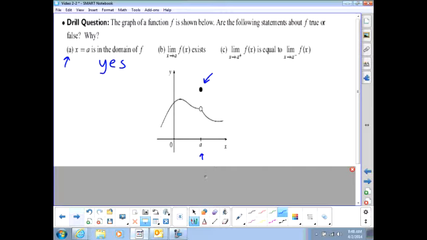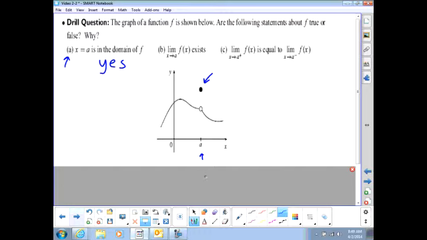Next, we want to know if the limit as x approaches a exists. Well, if you look ahead to part C, we want to know, are the right-hand limit and the left-hand limit equal? It might be useful to answer part C first, because we know for part B to exist, the left-hand and right-hand limits must be equal. So let's go ahead and look at part C first.